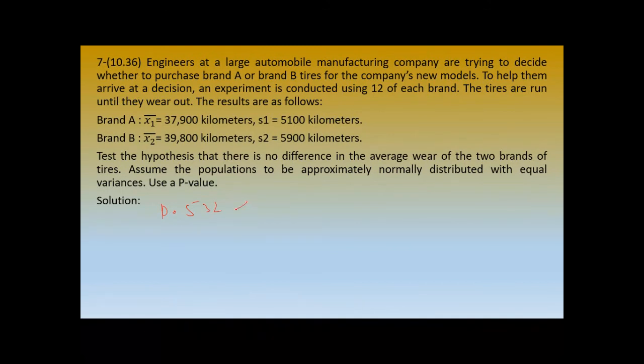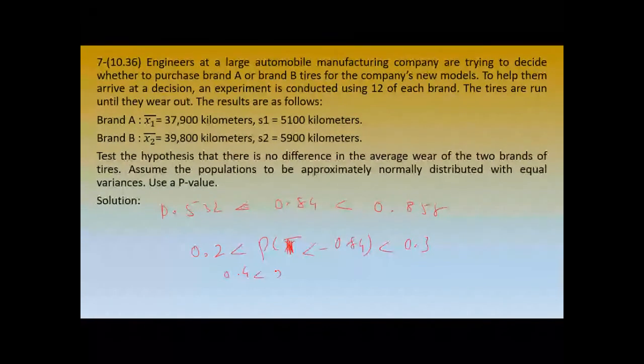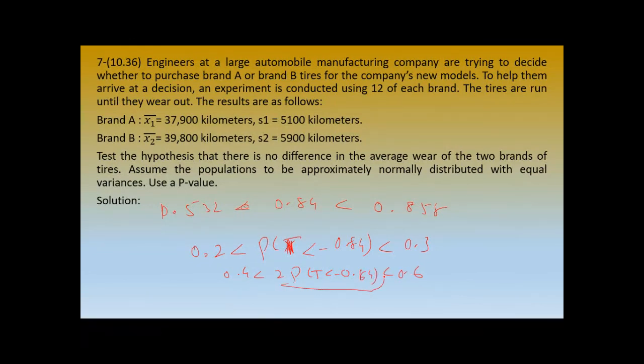0.532 is some t value, and 0.84 lies between these two, 0.858, which gives alpha here. It is this one, isn't it? It is 0.2. Probability of t less than negative 0.84 lies between these two. Multiply by 2, you get 0.4 less than 2 times the probability of t less than negative 0.84. So this is our p value. The p value lies between these two values. Therefore, the p value should be greater than 0.05. So accept H0 is the answer for this problem.